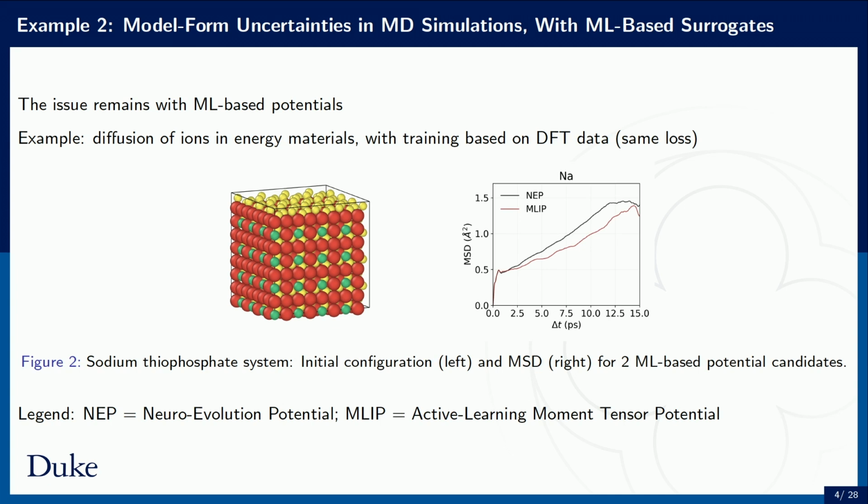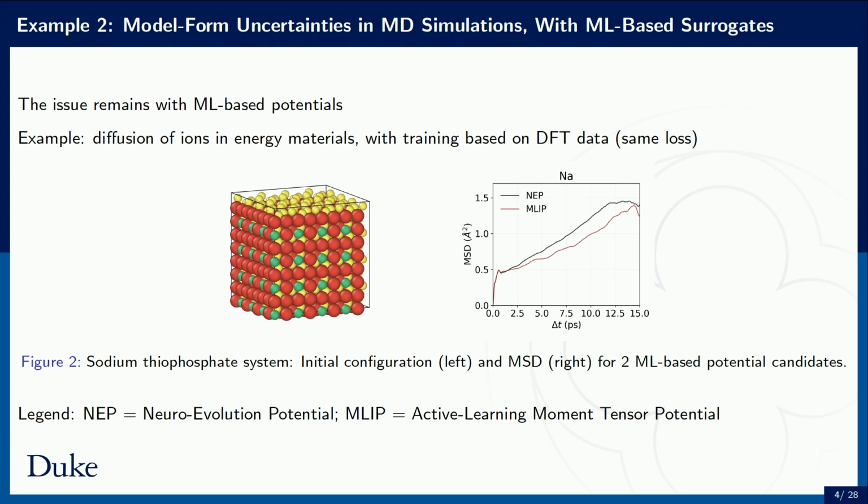So this is an example we are doing with people working on solid-state batteries. This is diffusion of ions in energy materials. We take a DFT data set, and we take a bunch of potentials, we just train them to the same accuracy, and then you run your diffusion simulation. This is basically the mean square displacement of this sodium atom for two particular potentials, the NEP and the MNIP potential. And again, you see that you have significant discrepancy in it.